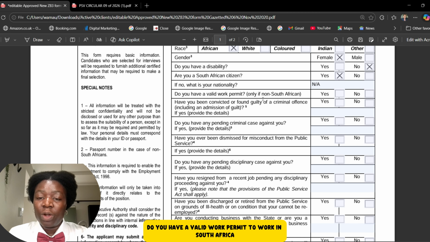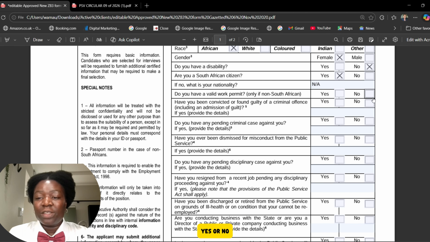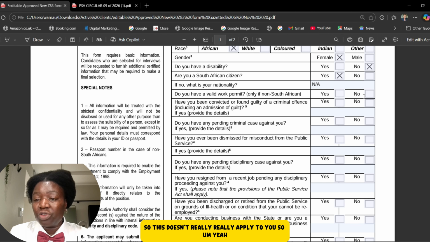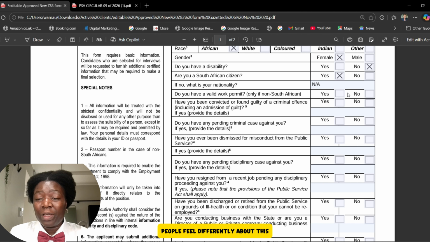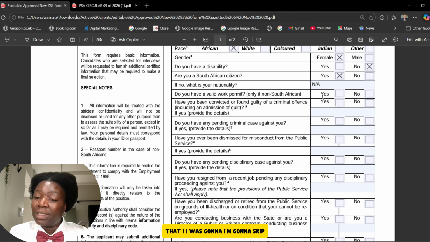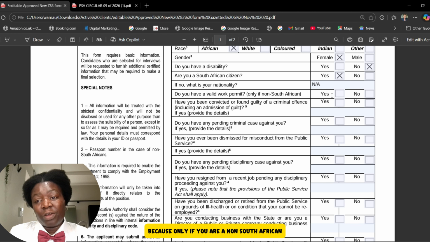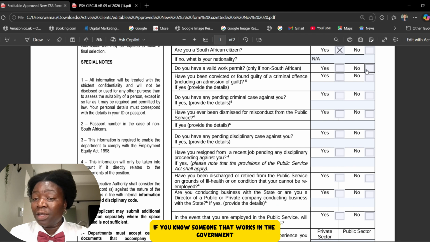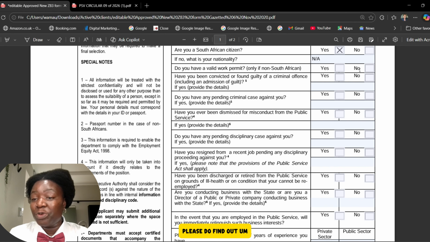Do you have a valid work permit to work in South Africa? Yes or no? You don't really have to have a permit because you're already a South African citizen. So this doesn't really apply to you. So, yeah, people feel differently about this. Some say find a space to write something here, NA. But I'm gonna skip, because only if you are a non-South African you fill this part, right? So I'm gonna skip it. But if you know someone that works in the government, recruiting for the government, please do find out whether or not you should be filling here.